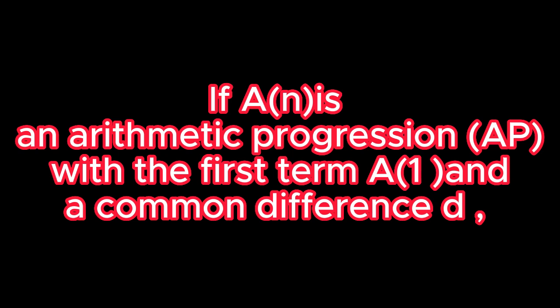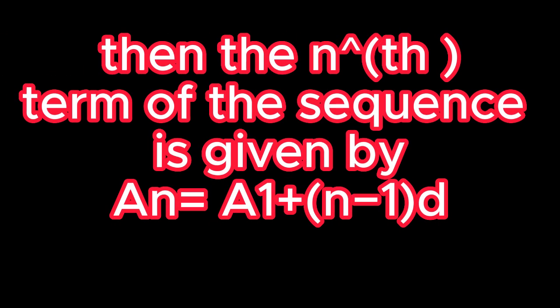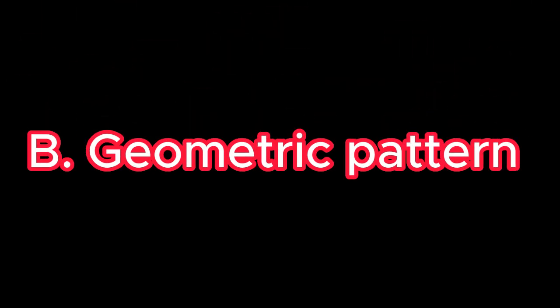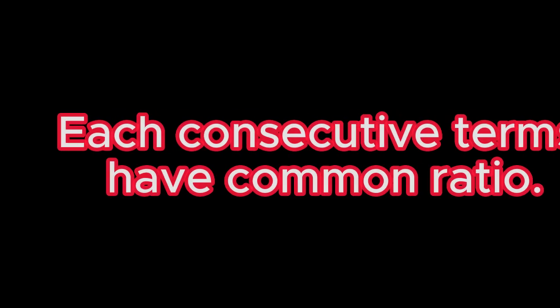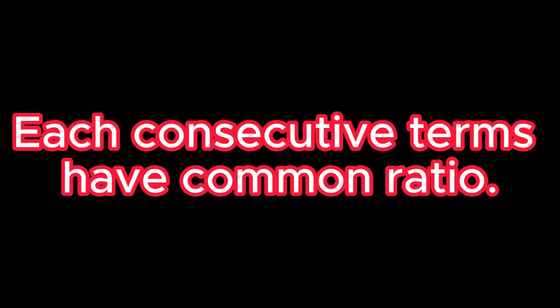If an is an arithmetic progression, AP, with the first term a1 and a common difference d, then the nth term of the sequence is given by an equals a1 plus n minus 1 times d. B. Geometric pattern. The sequence of numbers that are based on the multiplication and division operation. Each consecutive term has a common ratio.